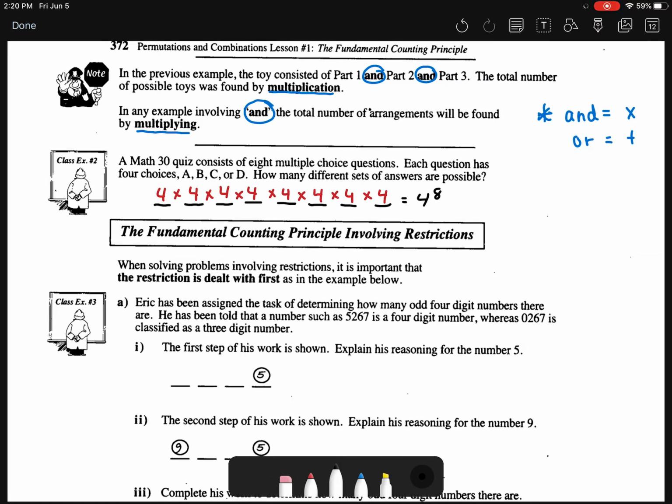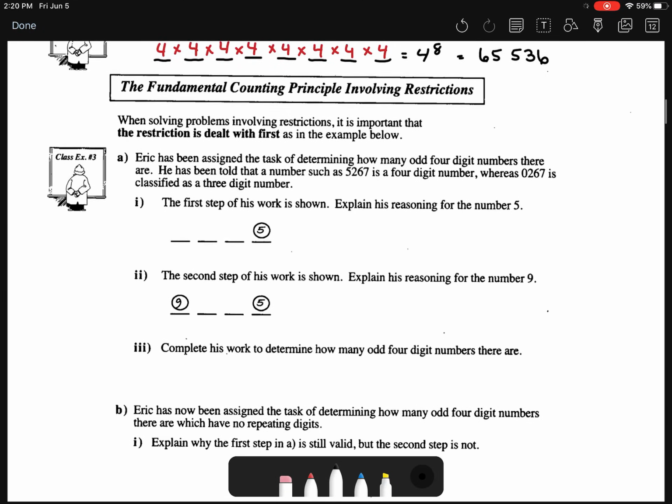Now, the reason I bring that up is because sometimes questions you will see don't ask for the final answer. They ask what the calculation would look like to achieve the final answer. So they'll give you 4 possible ways of calculating the final answer, not necessarily the final calculation itself. So on my calculator, when I go 4 to the exponent of 8, I do get 65,536. And those are the different sets of answers possible just on an 8-question multiple choice test.